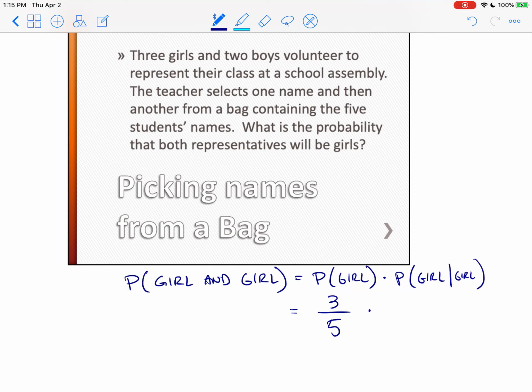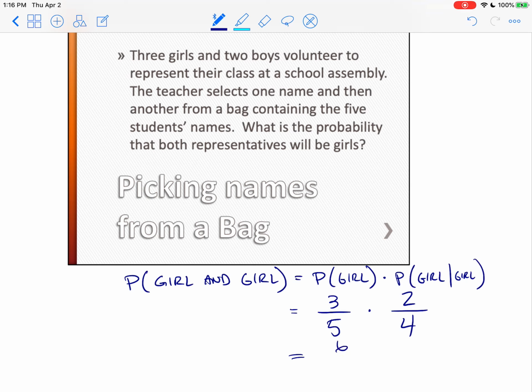I need 2 different people. And so once I pick her out of the hat, there are only 4 names left in the hat. How many of those names are girls, given that I already picked 1 girl out of the bag? So now there are only 2 girl names left out of the 4 names that are left.